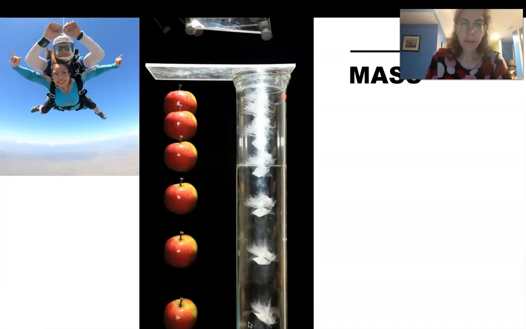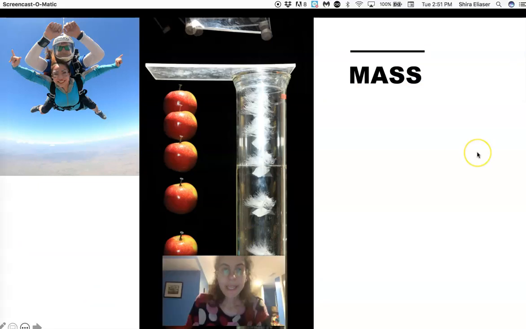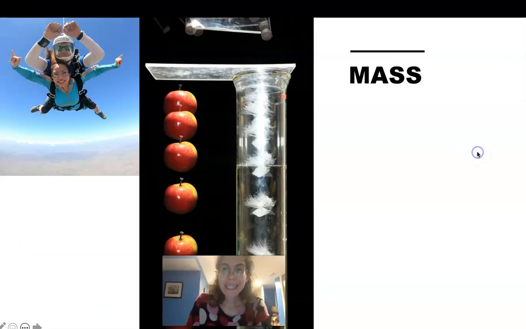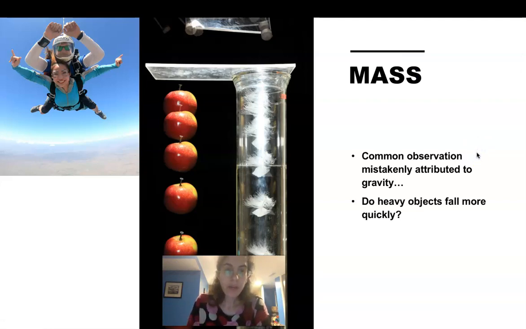Speaking of mass, this is a common misattribution wrongly attributed to gravity. True or false? Heavy objects fall more quickly. Well, on Earth, technically it's true.